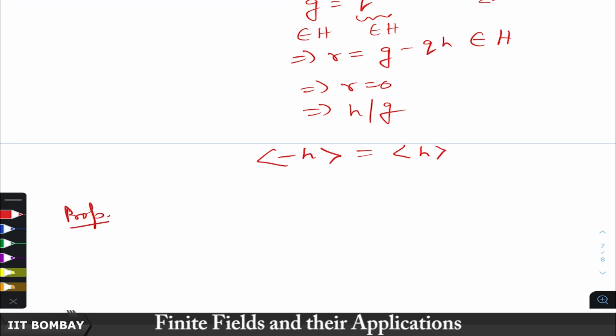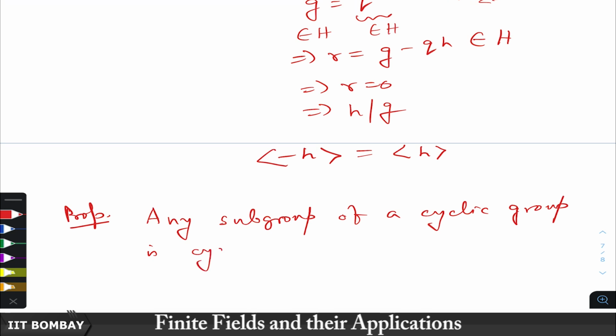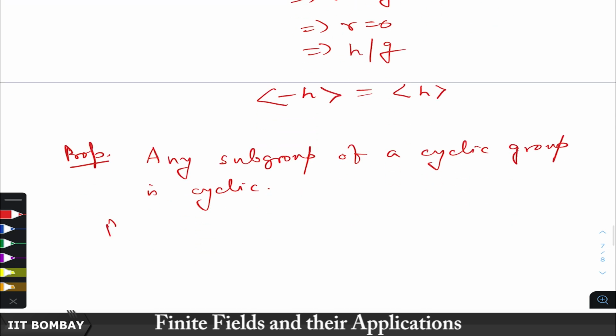So, I will write it down: any subgroup of a cyclic group is cyclic. Again the proof follows by saying that suppose H is a subgroup of G and G is a cyclic group, which means it is generated by a single element, that is g. So, all the elements in G are powers of an element.